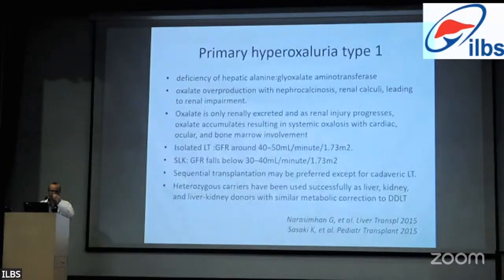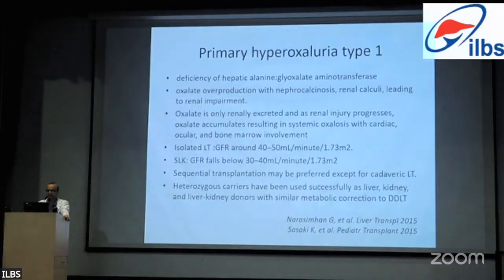Primary hyperoxaluria type 1, the defect is in the liver but affects the kidneys. Deficiency of hepatic alanine glyoxylate aminotransferase, oxalate overproduction with nephrocalcinosis, renal calculi leading to renal failure. Oxalate is only renally excreted, and as renal injury progresses, oxalate accumulates, resulting in systemic oxalosis with cardiac, ocular, and bone marrow involvement. Usually isolated liver transplant is preferred in the LDLT setting when GFR is around 40 to 50, but SLK is mandatory when GFR falls below 30.